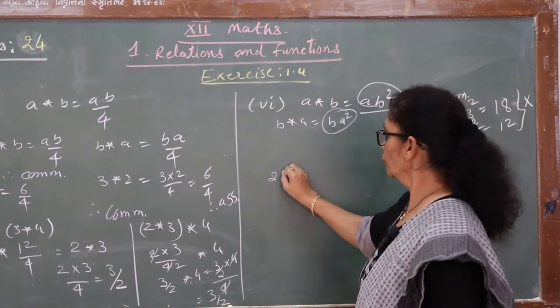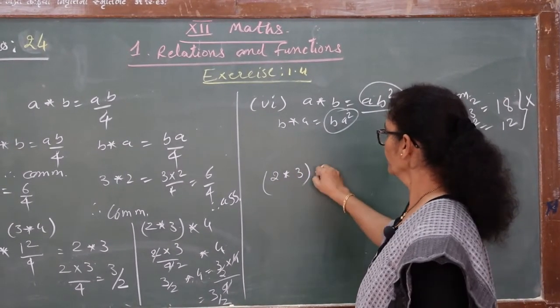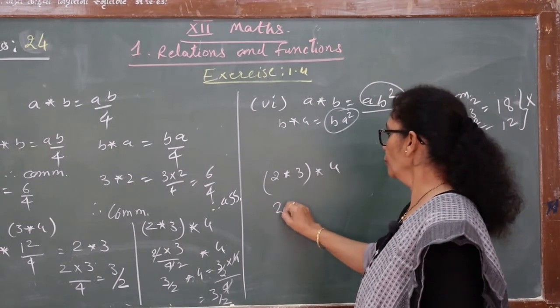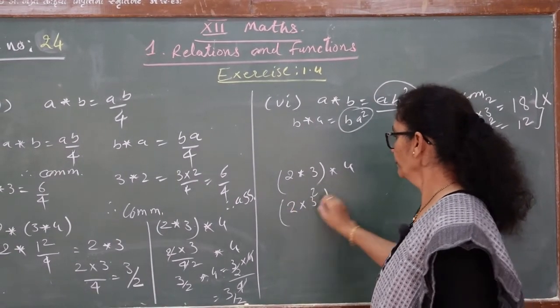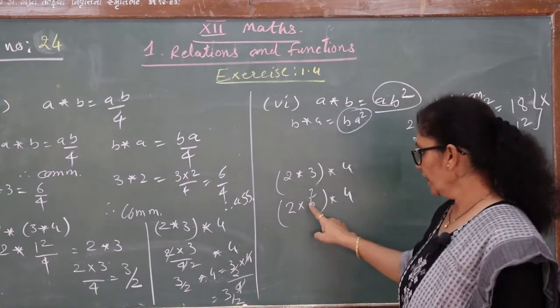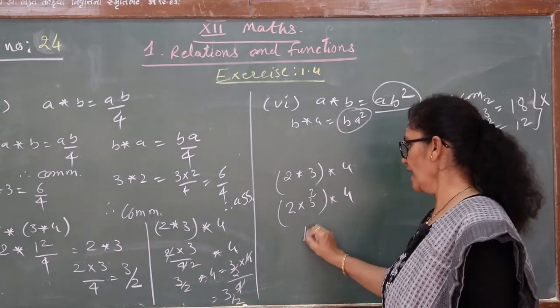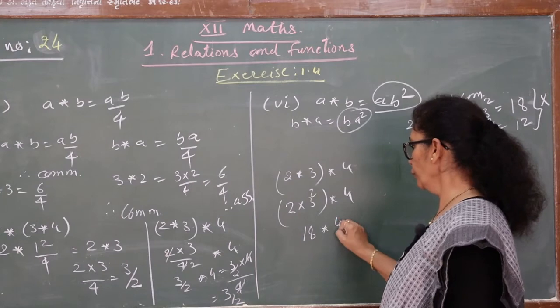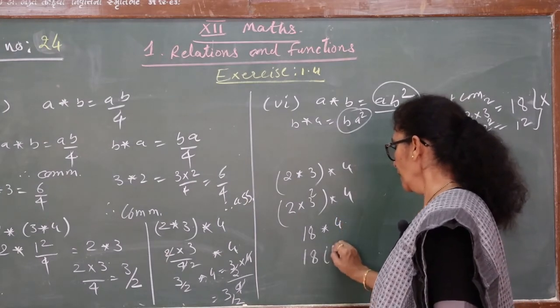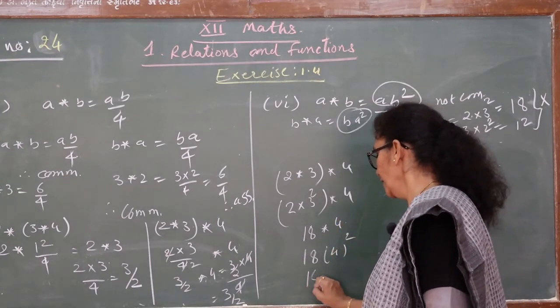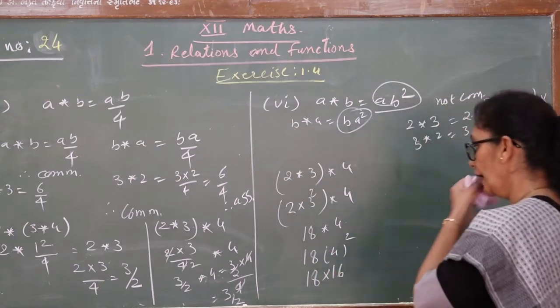Similarly, let's take 2, 3 and 4. So (2 * 3) * 4 is 2 into 3 squared, then into 4. Okay, 3 squared is 9. 9 2s are 18, into 4. Now 18 into 4 squared. So 18 into 16. Right?